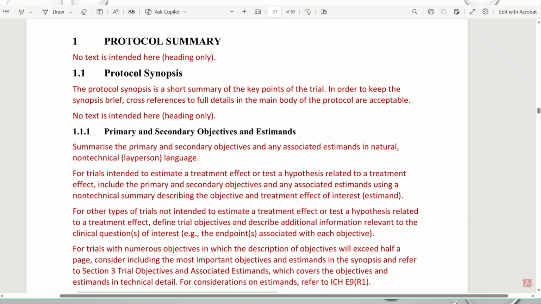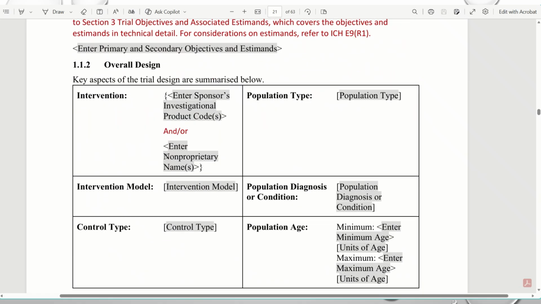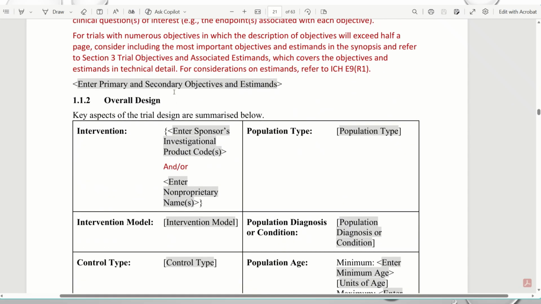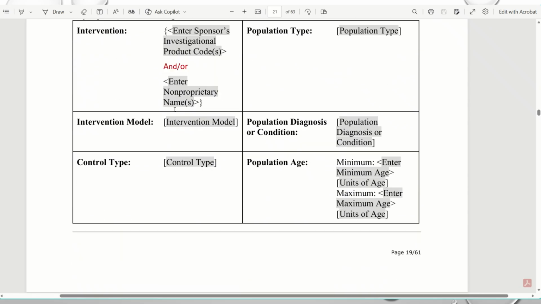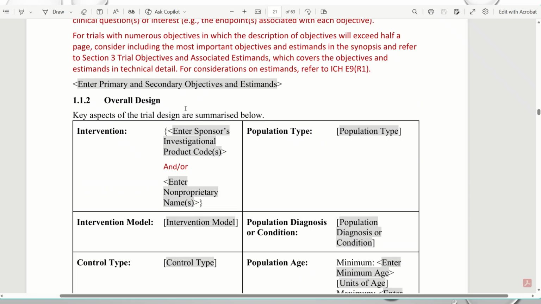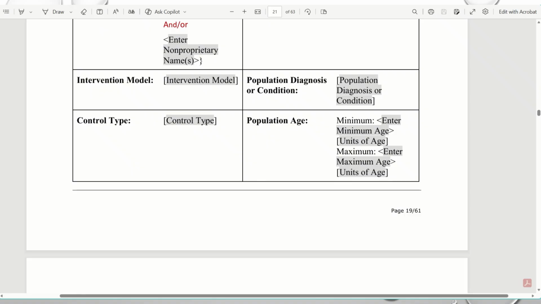So, as I said, protocol summary, your synopsis, your overall design. You don't have to use a table, I don't think. Do you? I can't recall whether you have to use a table. Maybe you do. Because a lot of this data, your trial design data will be included as structured data. So I don't know. So the rest of the protocol, some of that information is going to be structured and some of it isn't.